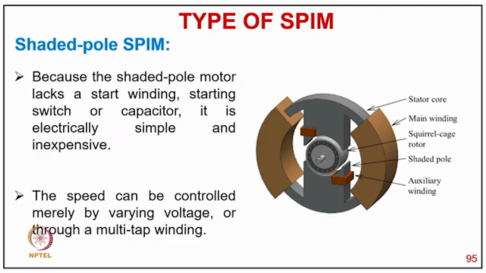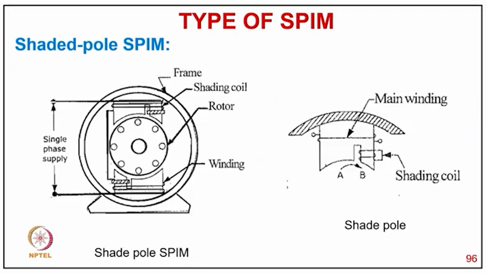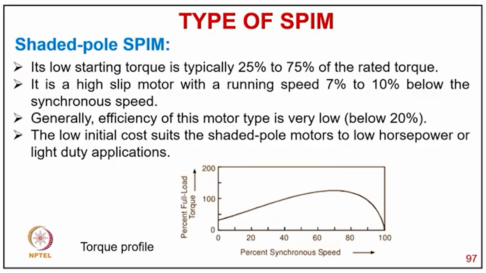Because the shaded pole motor lacks the starting winding and starting switch or capacitor, it is electrically simple and inexpensive. The speed can be controlled namely by varying voltage or through a multi-tap winding. So you can just see how the shading coil is put and how the stator winding is put in this motor, and how simplified this motor is. You can see the torque characteristic is quite smooth, but of course your starting torque is low.